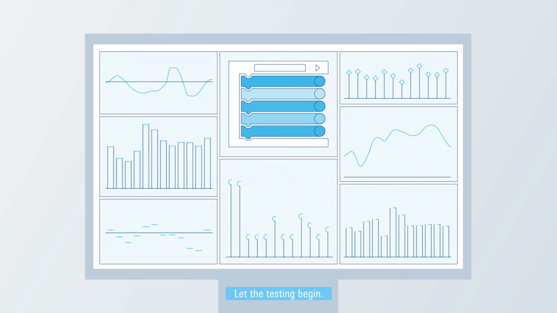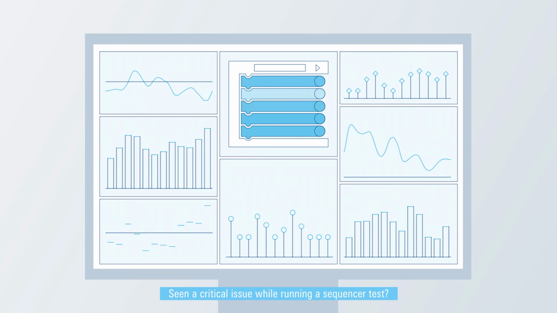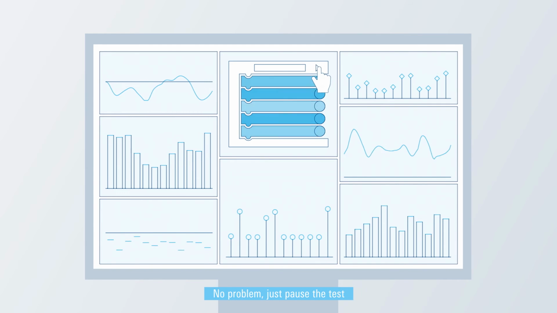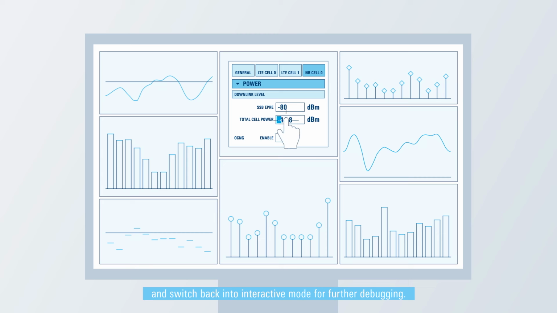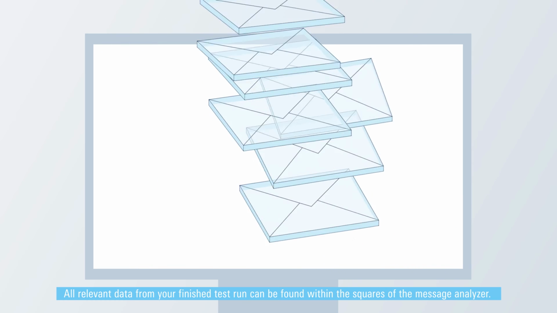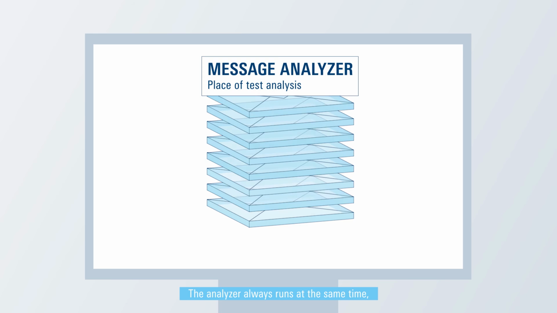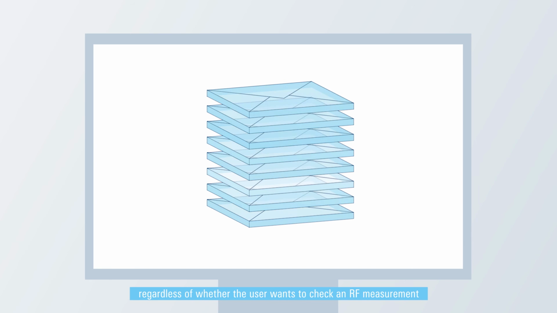Let the testing begin. Seen a critical issue while running a sequencer test? No problem. Just pause the test and switch back into interactive mode for further debugging. All relevant data from your finished test run can be found within the squares of the message analyzer. The analyzer always runs at the same time, regardless of whether the user wants to check an RF measurement or wants to dig deeper into the protocol analysis.